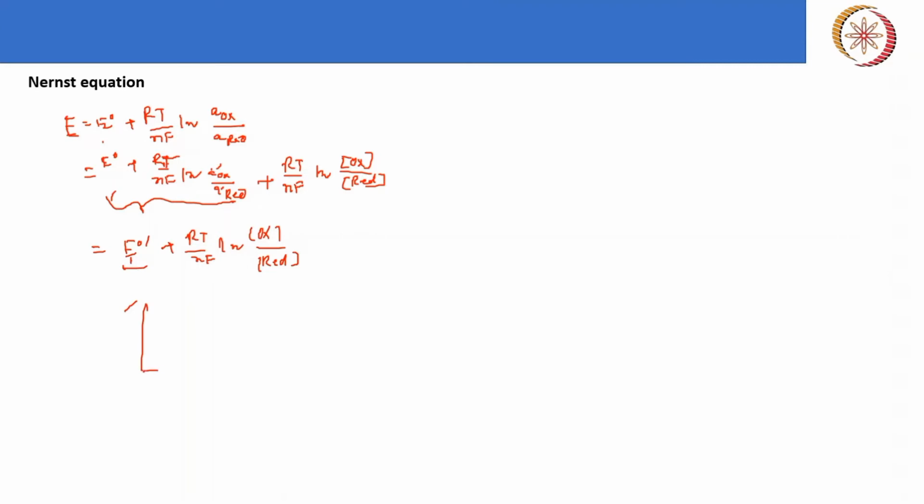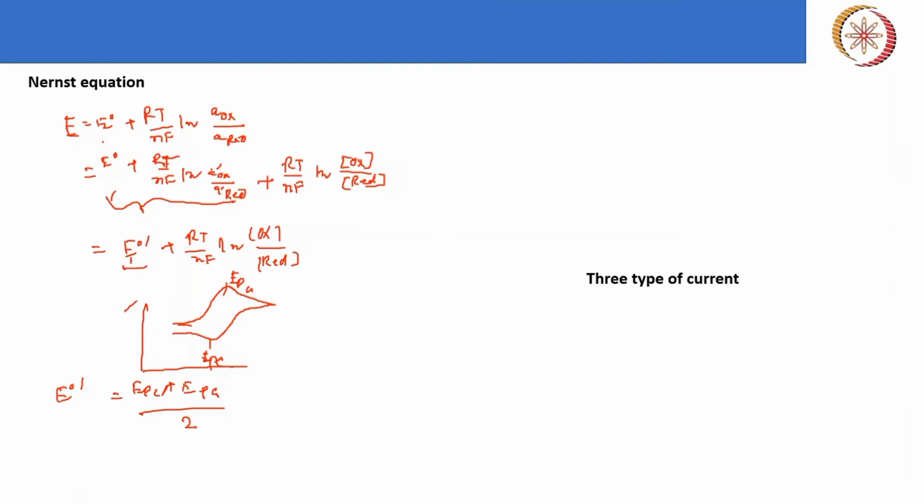Suppose you have some redox couple. I will always use the IUPAC convention. So this is the EPC, that means the cathodic redox peak, and this is the anodic redox peak. So E half, basically the formal potential, is EPC plus EPA divided by 2. So this is from the Nernst equation, and from here we can get to know the formal potential and the applied potential.